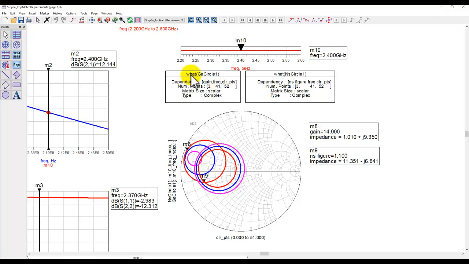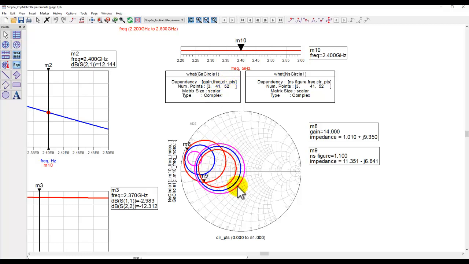In one of the earlier tutorials, we talked about the watt function. So when you type watt and gain circle, which is the measurement name of this plot here, we can see it's producing 3 gain circles, 41 frequency points. So the total number of circles will be 41 times 3. And then each circle is represented by 52 points.